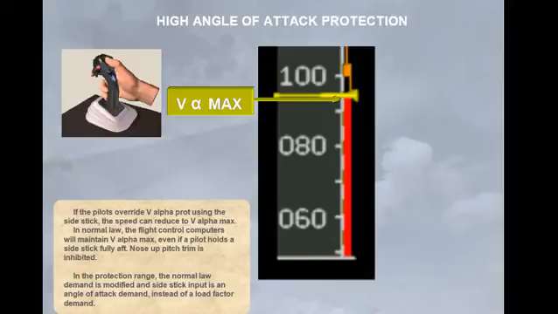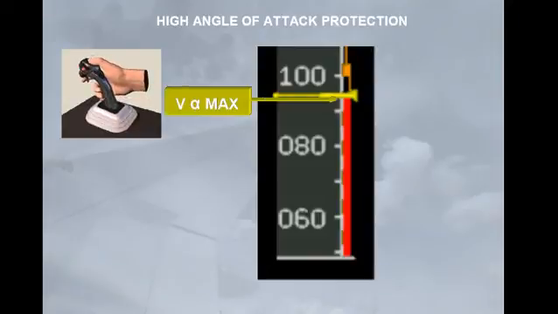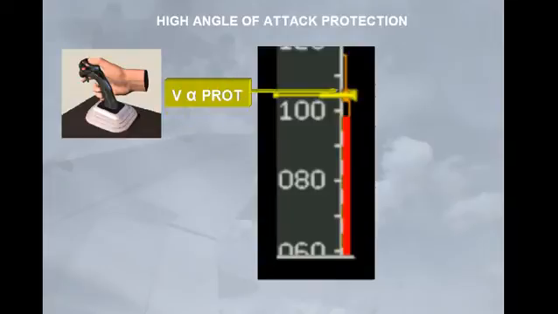In the protection range, the normal law demand is modified and side stick input is an angle of attack demand instead of a load factor demand. If the pilot releases the side stick at V alpha max, the speed will return to and maintain V alpha protection.